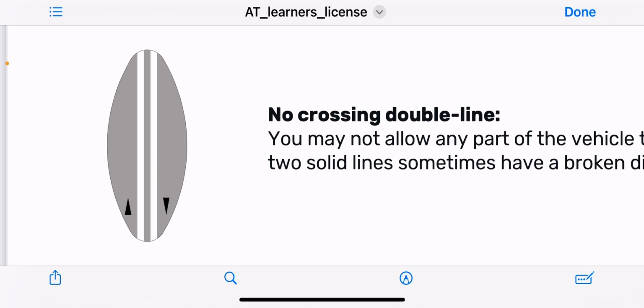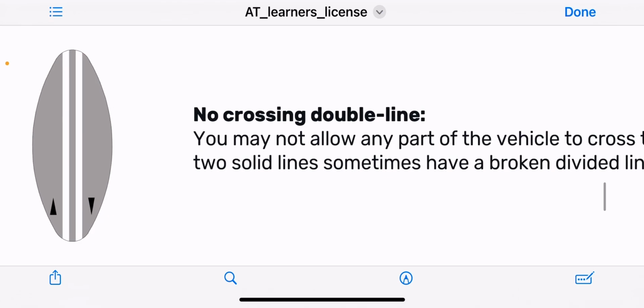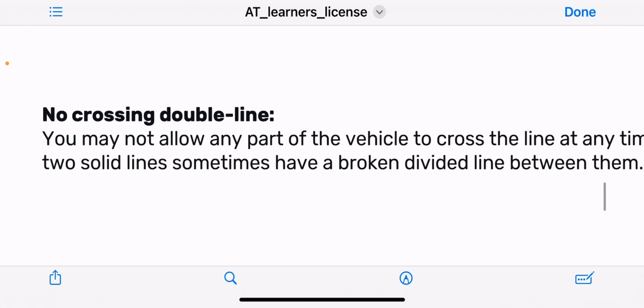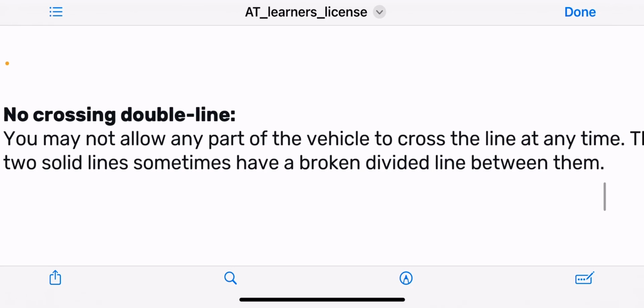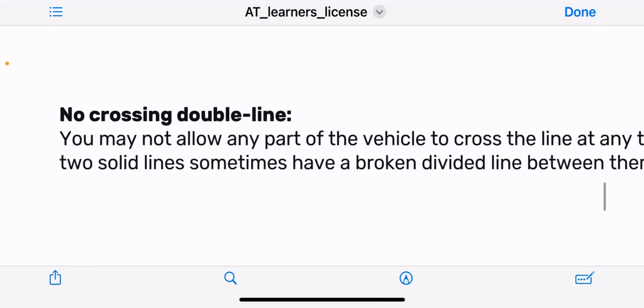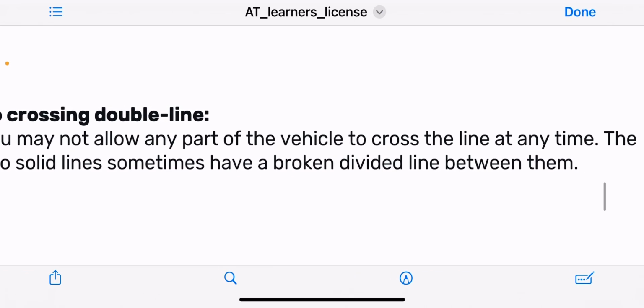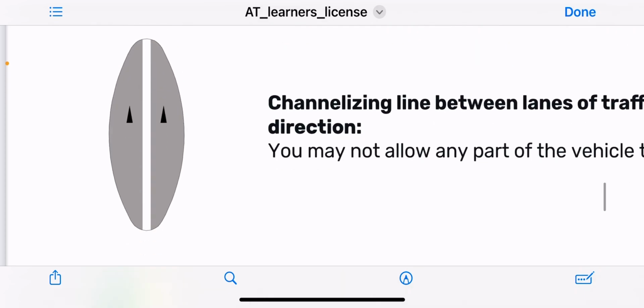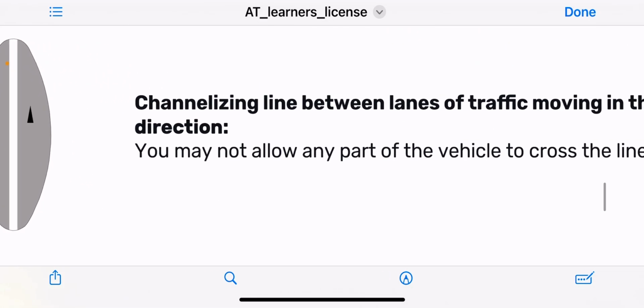no crossing line, no crossing double line. What do they say about this? You may not allow any part of the vehicle to cross this line at any time. The two solid lines sometimes have a broken divided line between them, but this one, it's no crossing double line. You may not allow any part of the vehicle to cross this line. It's easy. Then you have channelizing line.